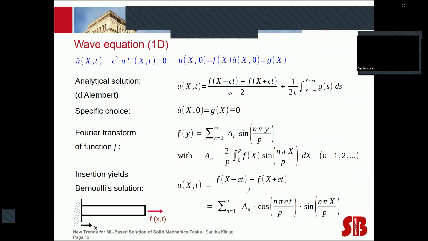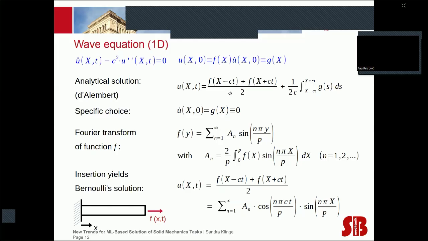This is the solution of the wave equation, which is of course followed here by the boundary conditions and the initial conditions. And in order to suggest the appropriate NN model, we started with an analytical solution, which is actually based on these boundary conditions and the given displacement conditions. And then we concentrated on a simple case, namely the case that initial velocities are equal to 0.